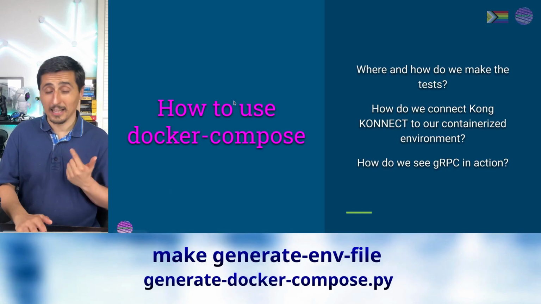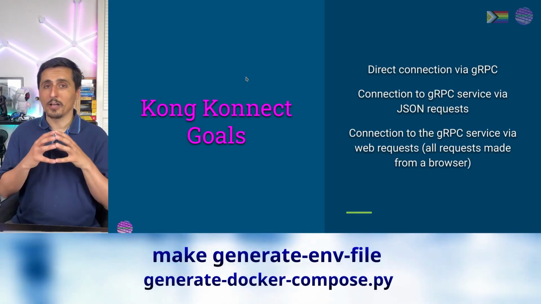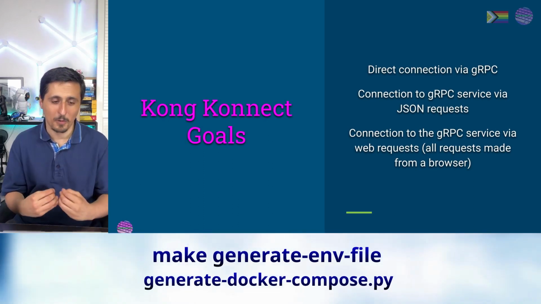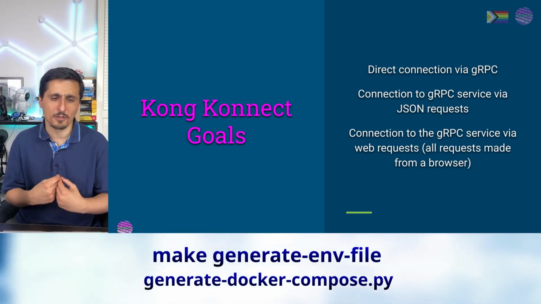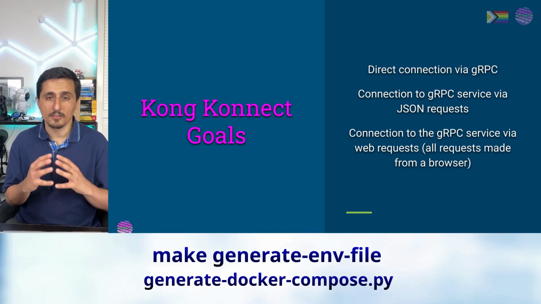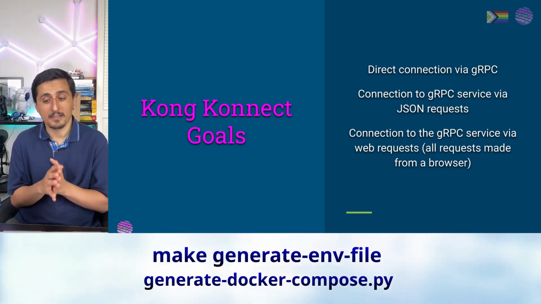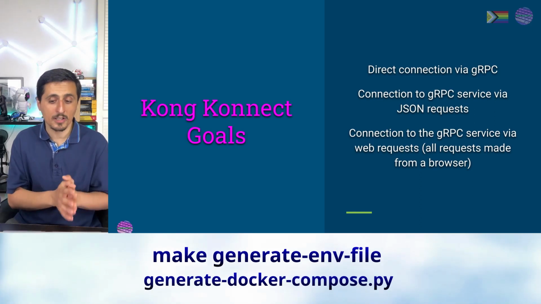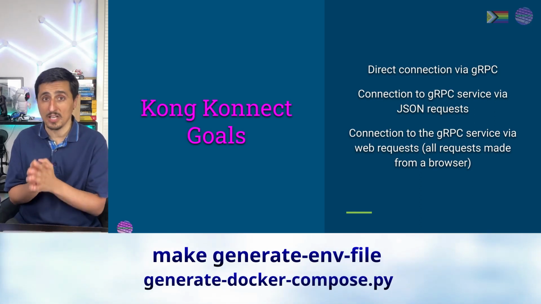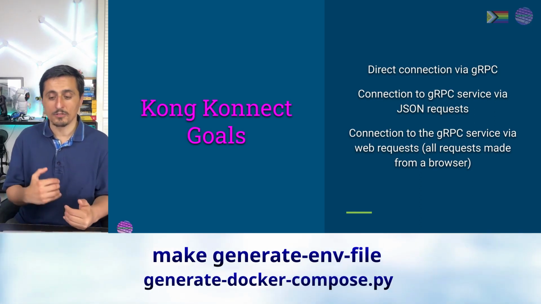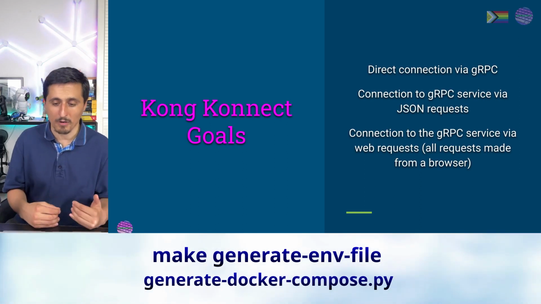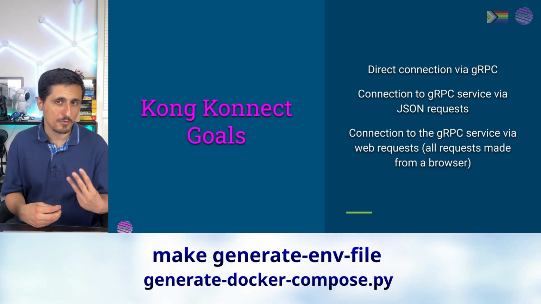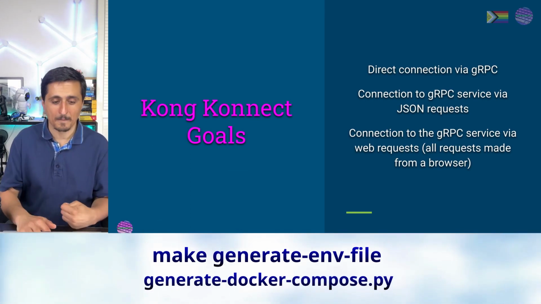But first, let me show you what we are trying to do. Again, let's go through the topics and recap everything we're going to do. Kong Konnect goals. We want to make a direct connection via gRPC. We want to connect to the gRPC service via JSON requests. We want to connect to the gRPC service via web requests, all requests made from a browser. So we've got three types of connections that we want to make.